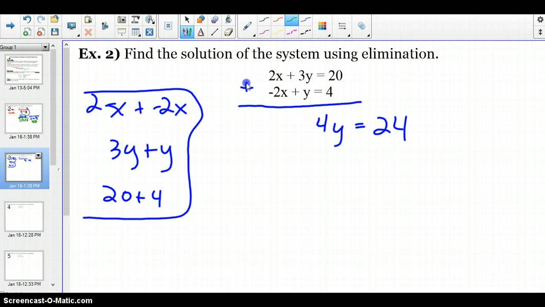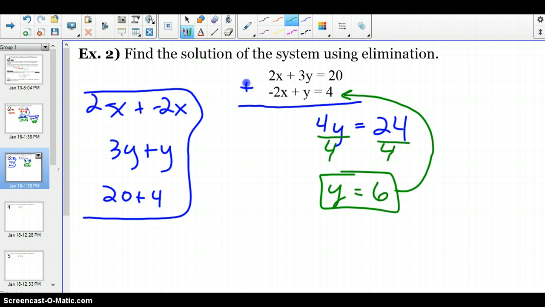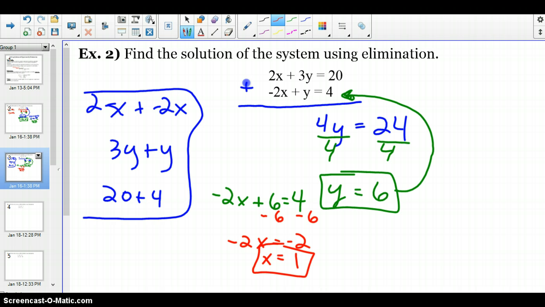The beauty again is that the x terms now are eliminated. They're no longer there. We can just solve for y. Divide both sides by 4. Y is 6. To get x, I'm just going to plug this back in. I'm probably going to use the second equation because that looks a little bit easier. So that's going to be -2x plus y, in this case 6, is equal to 4. So I'll subtract 6 on both sides. -2x is equal to -2, x is equal to 1. So our solution as an ordered pair is 1, 6.